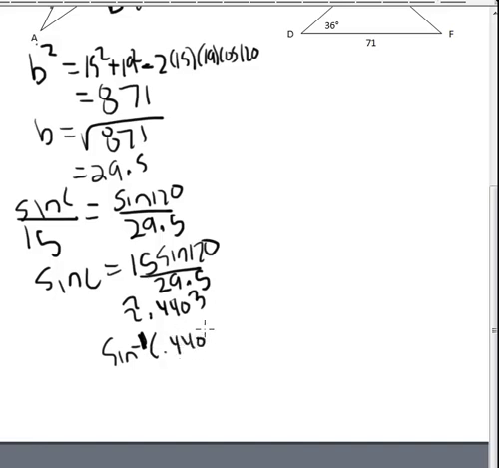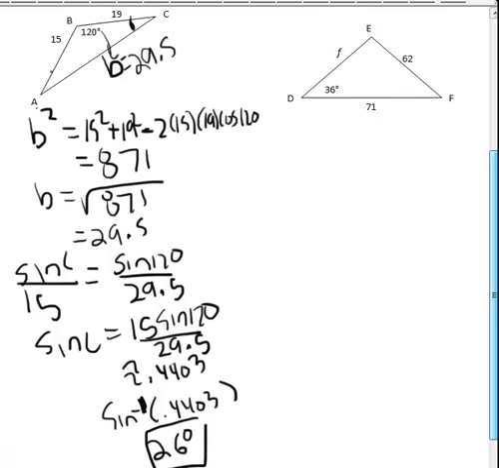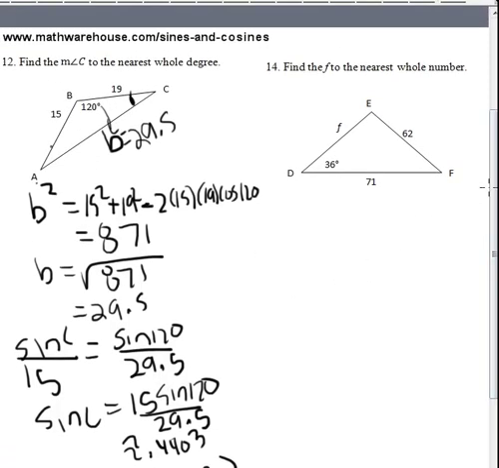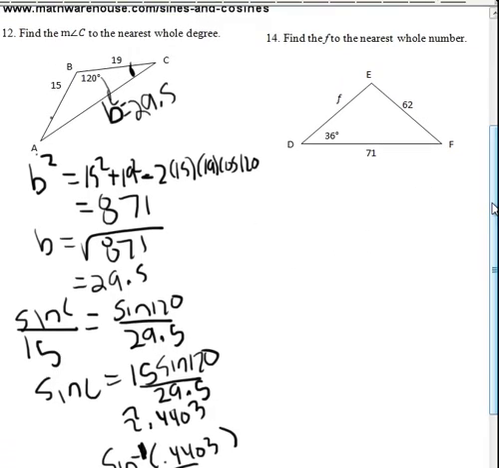sine inverse of 0.4403, you should really type the entire decimal into your calculator so that you minimize any rounding error. You will get 26 degrees if you round it to the nearest whole degree. Okay, so it's a little more complicated. It was possible to use the law of cosines to get the side we needed, which would allow us to then use the law of sines to get the angle the question asked for.